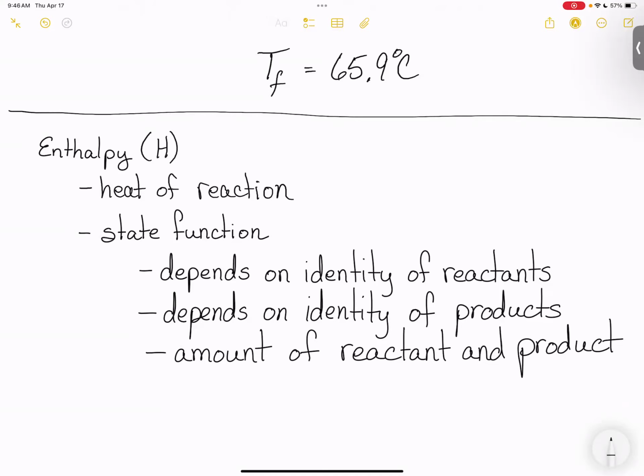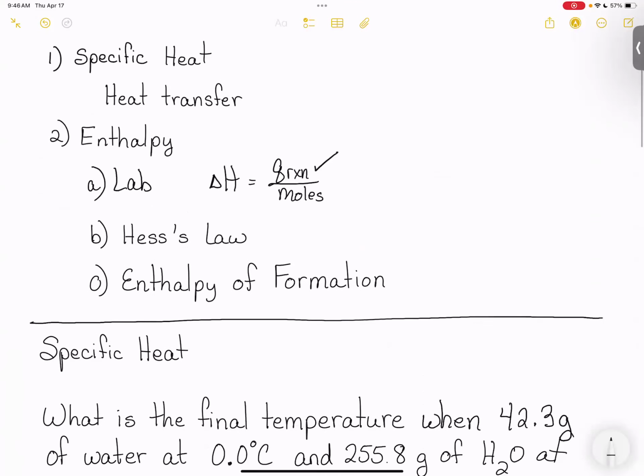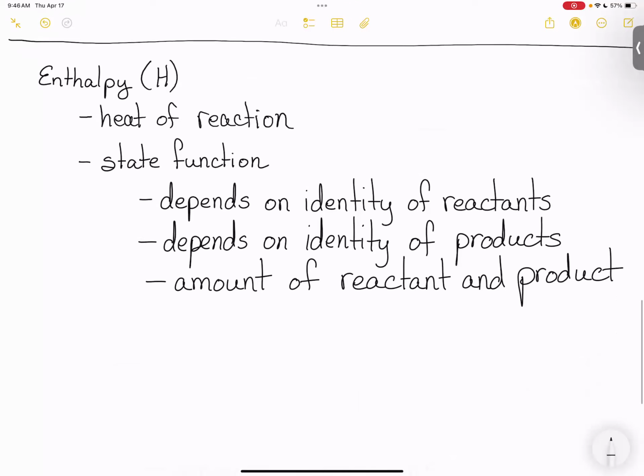That's the moles we took when we calculated the enthalpy in the laboratory. So it's related to the identity of the reactants, the identity of the products, and the amount. And it's called the heat of the reaction.